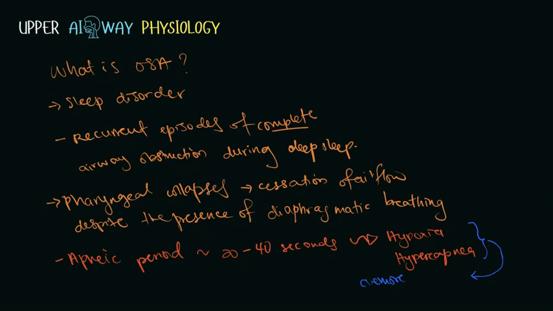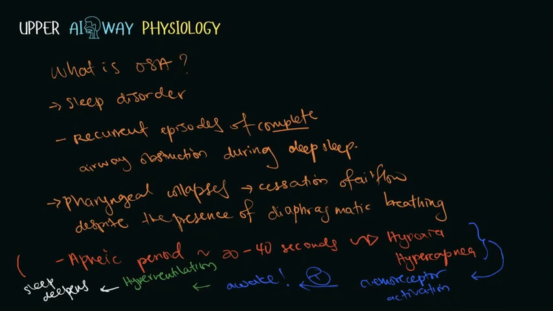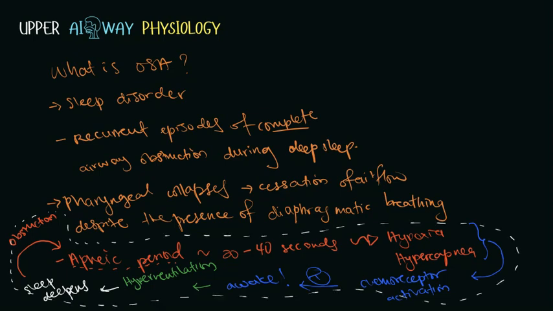This will lead to hypoxia and hypercapnia. These changes will be detected by the chemoreceptors, causing them to be activated and rousing the person to be awake. Once the patient is awake, pharyngeal tone will return to normal and the patient will hyperventilate. This will continue until sleep deepens and airway obstruction recurs, and the whole vicious cycle ensues.